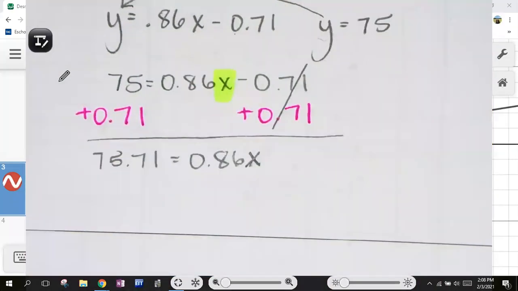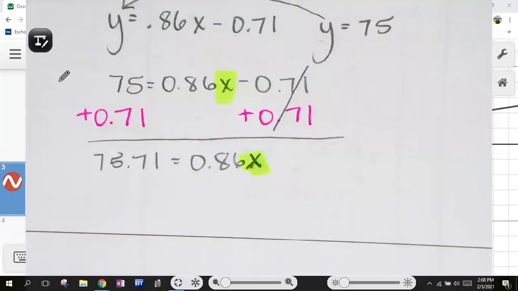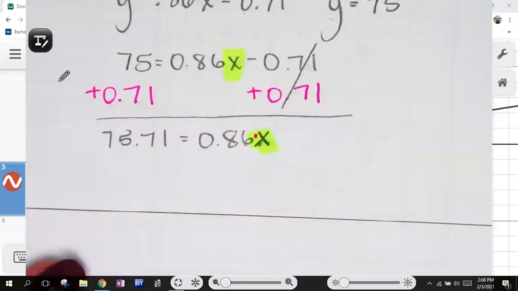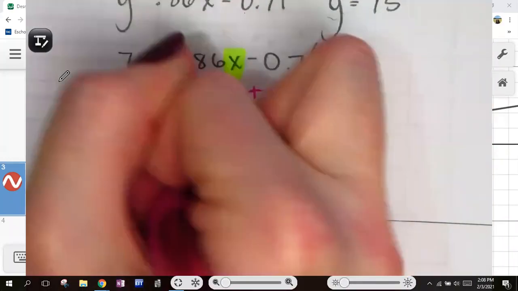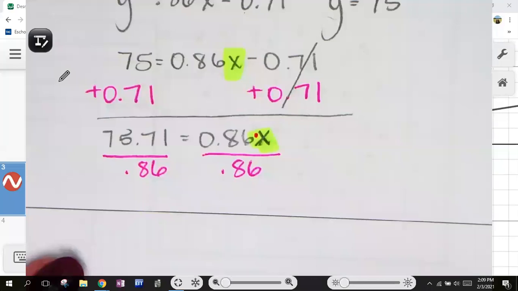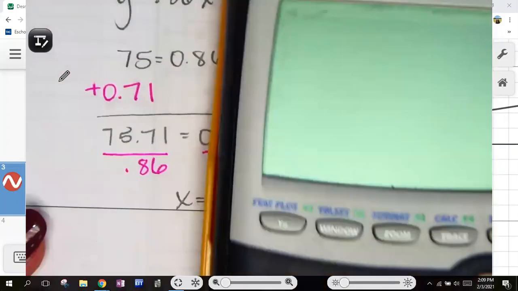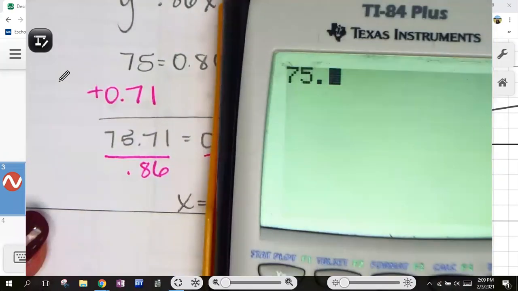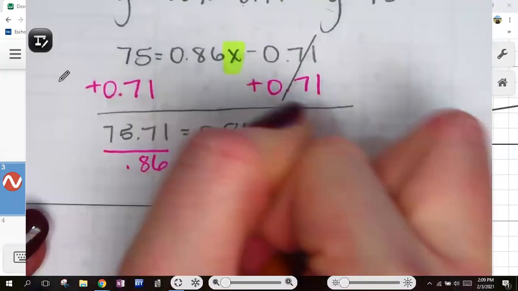All right, still solving for x here. Got to get rid of the term that's paired with it. We did that by doing the inverse. So they're being multiplied, so we divide by 0.86. If I do it to one side, got to do it to the other side. So x equals 75.71 divided by 0.86. And I get 88.03.